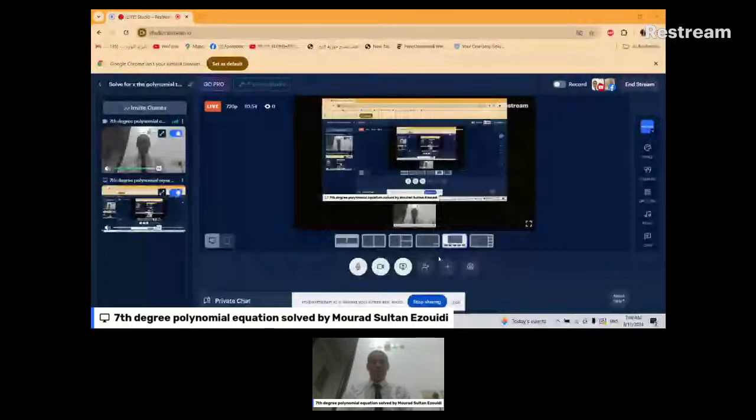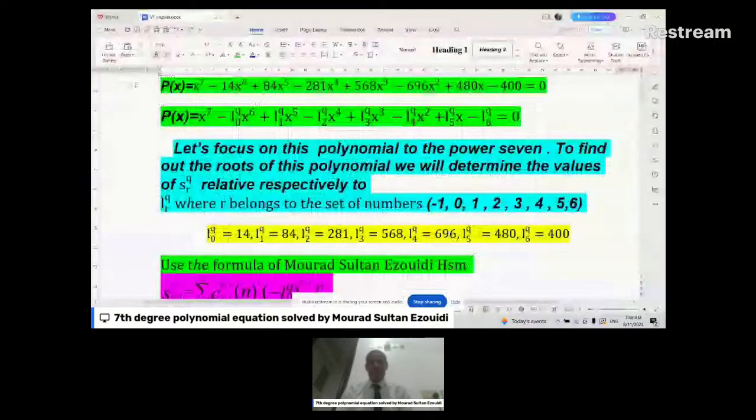Today, learners, you will work on this example, a seventh degree polynomial equation that had been solved by me. You can see that P of x equals x^7 minus 14x^6 plus 84x^5 minus 281x^4 plus 568x^3 minus 696x^2 plus 480x minus 400. This is the seventh degree polynomial equation for which we are going to find the exact roots.